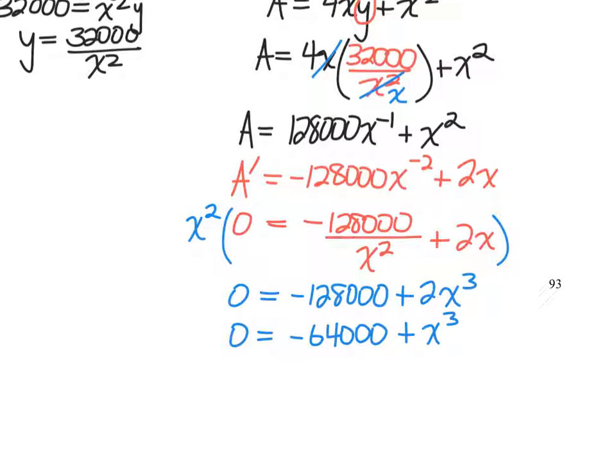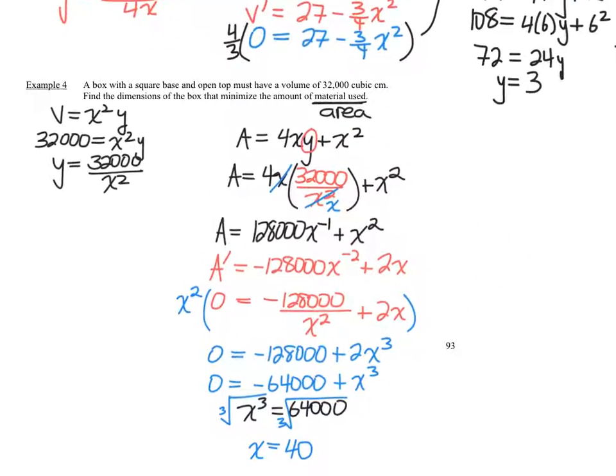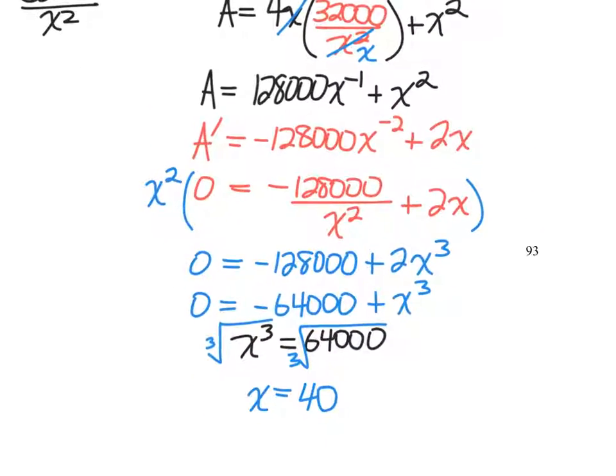Solve the cubic. It's cubic in a binomial form, which is great, so I could just add the 64,000 to both sides, and then take the cube root of both sides. And so I get x equals 40. All right, so I have that. I need to verify that that's going to give me what I need, because we need this to give us a minimum on the area. Just verifying, yep, minimize the amount of material cost.